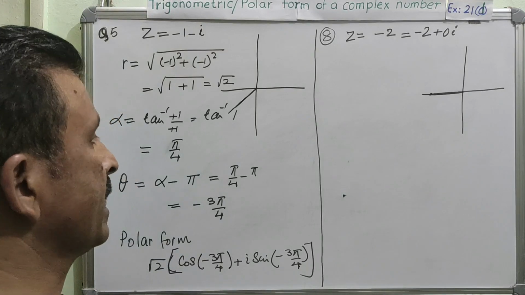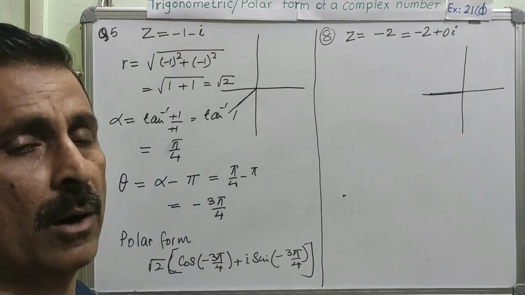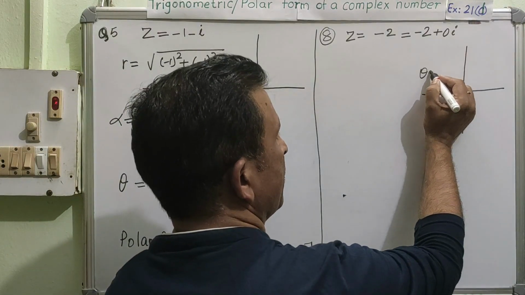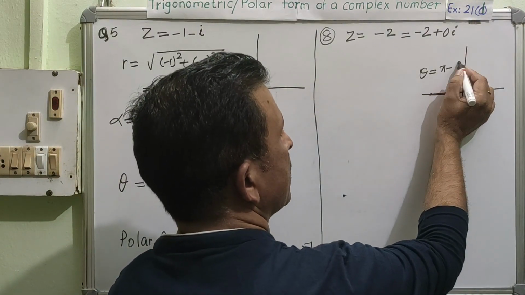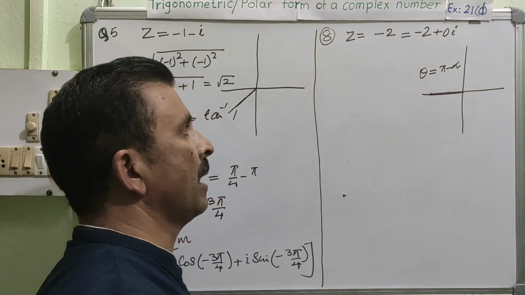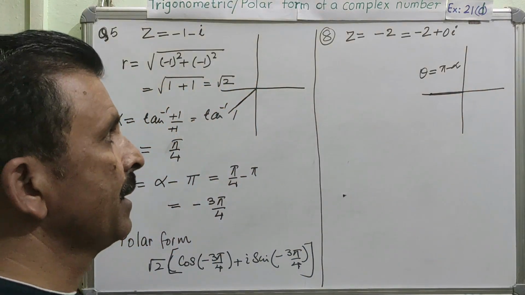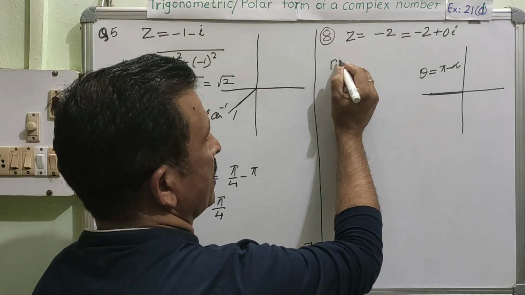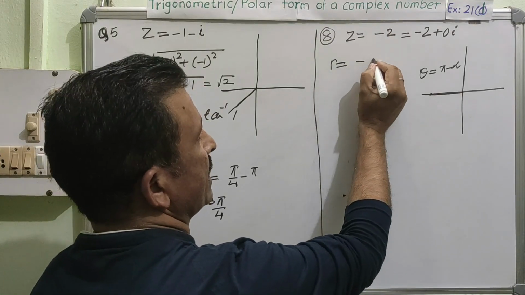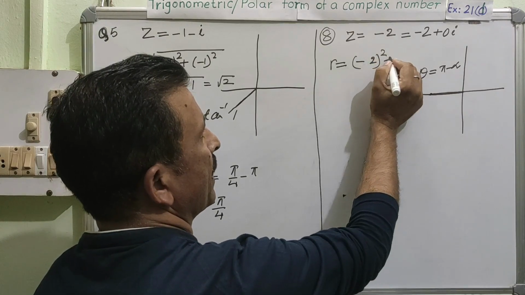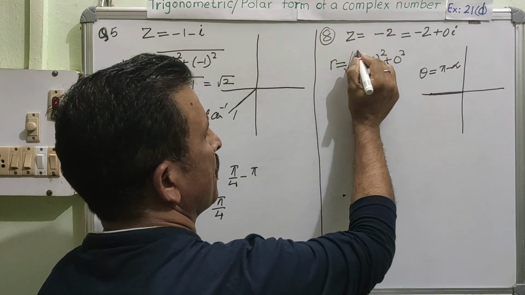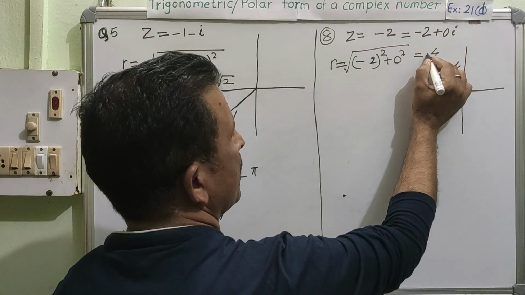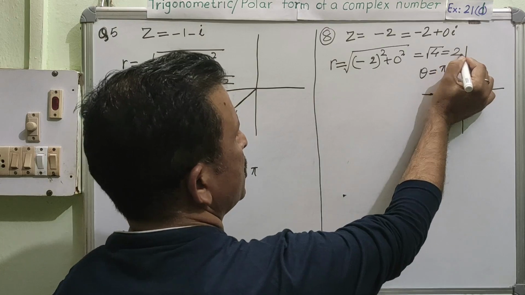Is it okay? And in the second quadrant, we need to know how we calculate theta. So in the second quadrant, theta used to be pi minus alpha. Pi minus alpha. Clear? So keeping this in mind, we are going to calculate first of all the modulus. Modulus is negative 2 square plus 0 square. This negative 2 square will become 4. 0 square means 0. And therefore the modulus will become 2.